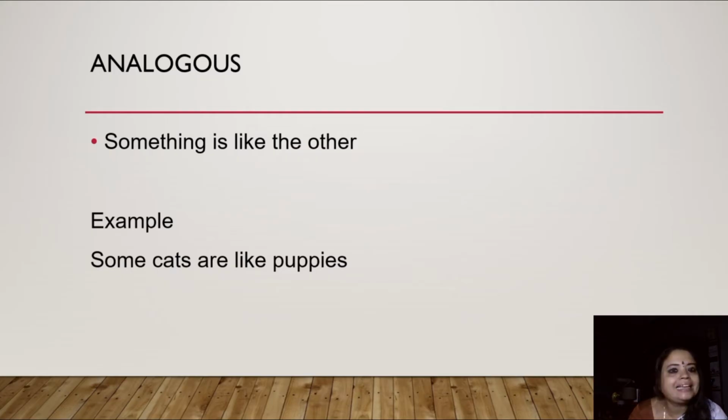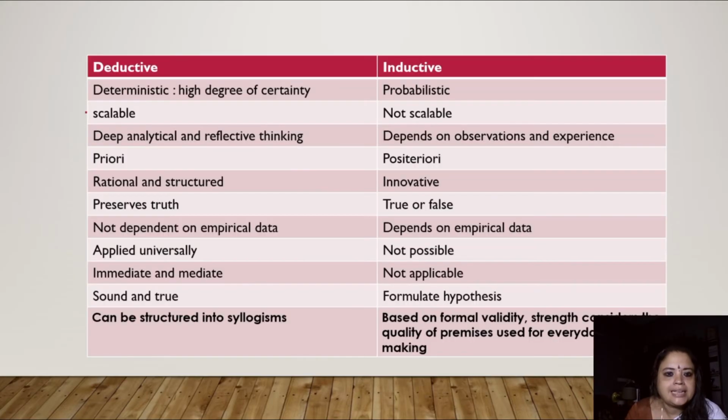Something is like the other. Then you call this an analogous type of reasoning. So I have come up with a table showing the differences between deductive and inductive reasoning. This will make you more clear on the concept of deductive and inductive reasoning.